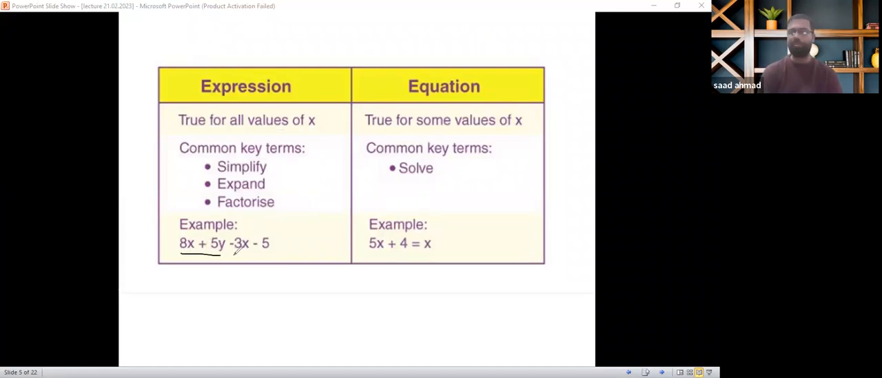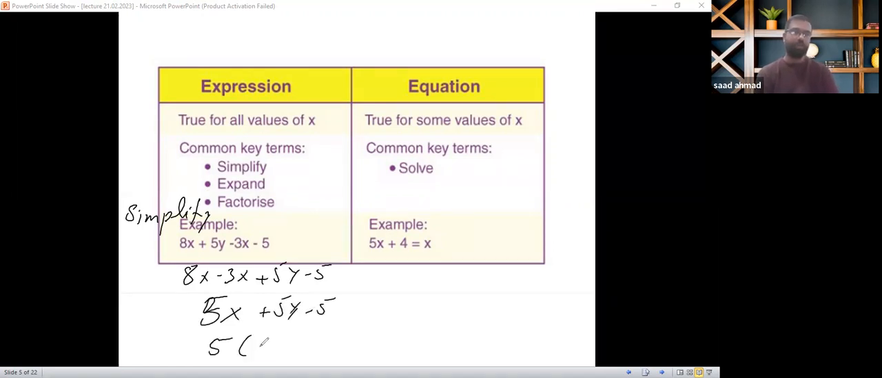Let's say 8x plus 5y minus 3x minus 5. Let's say it can be simplify for this one. Simplify means we have to combine the like terms. So this is 8x minus 3x. We rewrite it and then just subtract. So it's 5x plus 5y minus 5. And then we can take the 5 common, so 5 times x plus y minus 1. So it's simplified, and a little bit factorized. These are the things that we use for expressions.